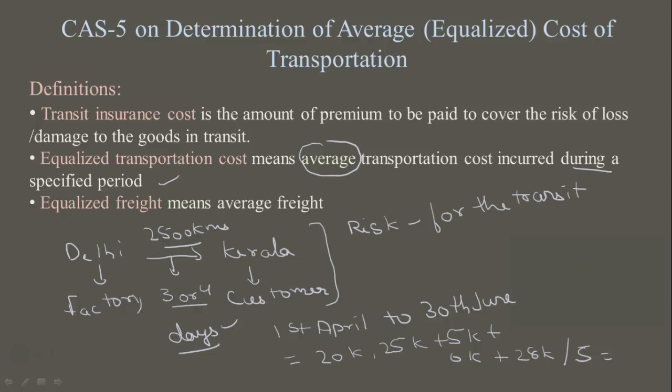And what about equalized freight? We have to do the same thing. Equalized freight means average freight. Suppose we had paid freight of 10,000, 15,000, 7,000. We have to add all these freights and make the average. How are we going to do the average? Just divide it by the 3 and we get the equalized freight. Most simple. So that's all for the definitions.